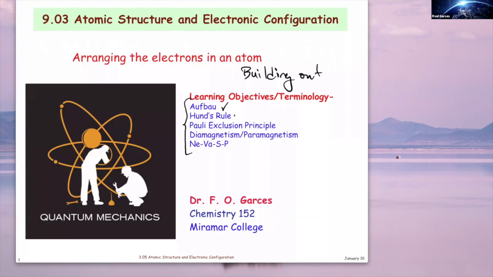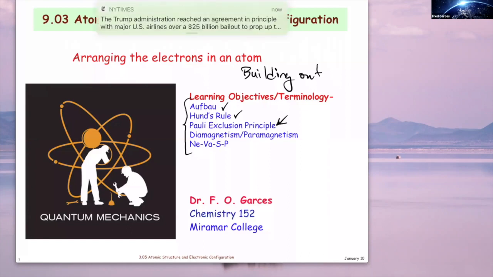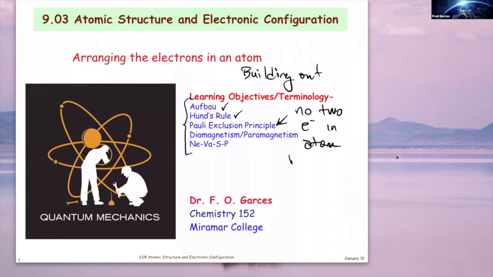Hund's rule tells you the restriction in terms of the electron configuration. Pauli exclusion principle, we actually talked about that already. It says no two electrons in an atom have the same set of quantum numbers. That is, each electron in an atom has a unique identity. That's the Pauli exclusion principle. And then I want to talk to you about diamagnetic and paramagnetic.